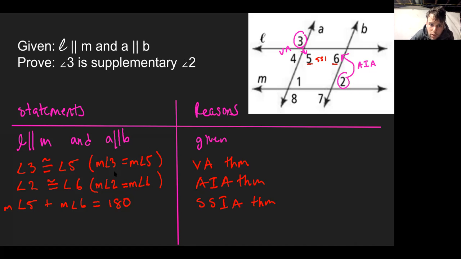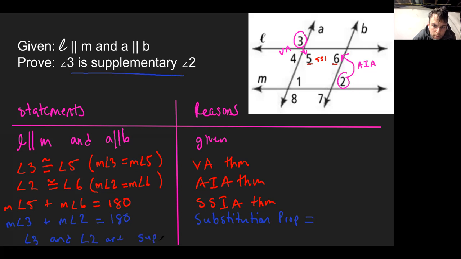So now we make our substitutions. 5 gets replaced with 3, so measure of angle 3. 6 gets replaced with 2. So that is the substitution property of equality. And then that is the equation that means they're supplementary. So we can say that angle 3 and angle 2 are supplementary based on the definition of supplementary angles.